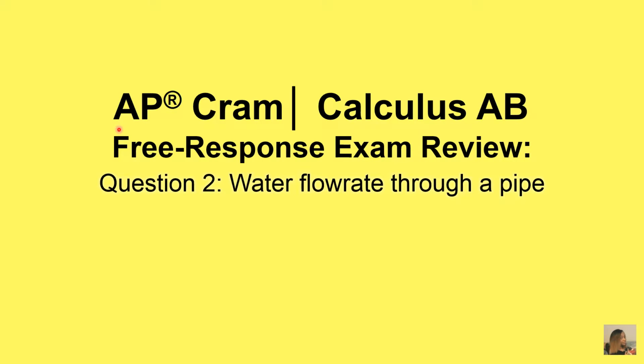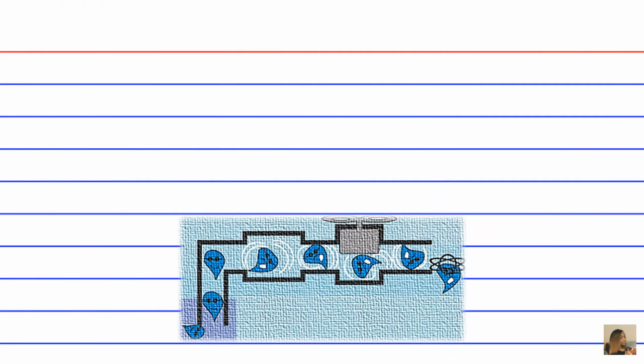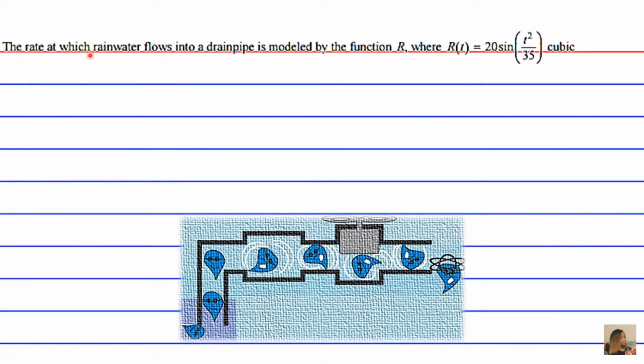AP Cram, Calculus AB, Free Response Exam Review, Question 2, Water Flow Rate Through a Pipe. The rate at which rainwater flows into a drain pipe is modeled by the function r, where r of t is equal to 20 sine of t squared over 35 cubic feet per hour.